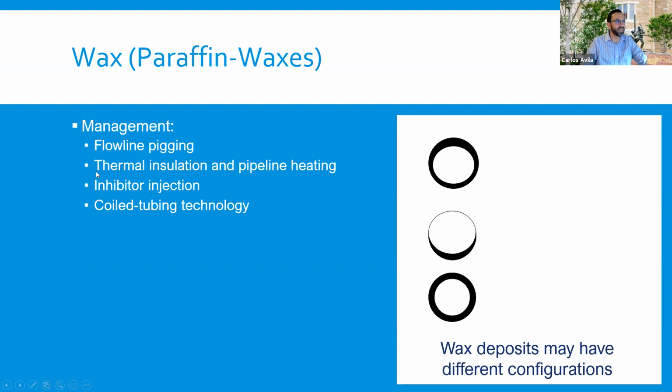You can handle it also from the thermal point of view with insulation or pipeline heating. There are some technologies for long flow lines where wax will be an issue, where you can do electrical heating for several miles. There are some inhibitors that we have to find out if they actually work or not, but some vendors claim they do. And there's cold flow technology, so different approaches to mitigate this issue.